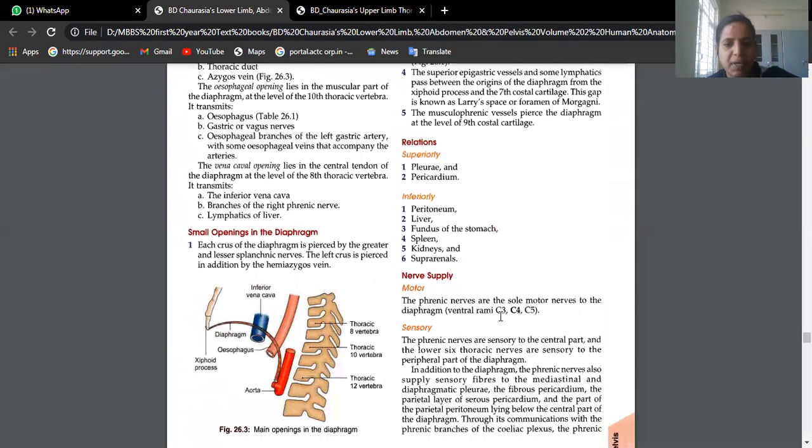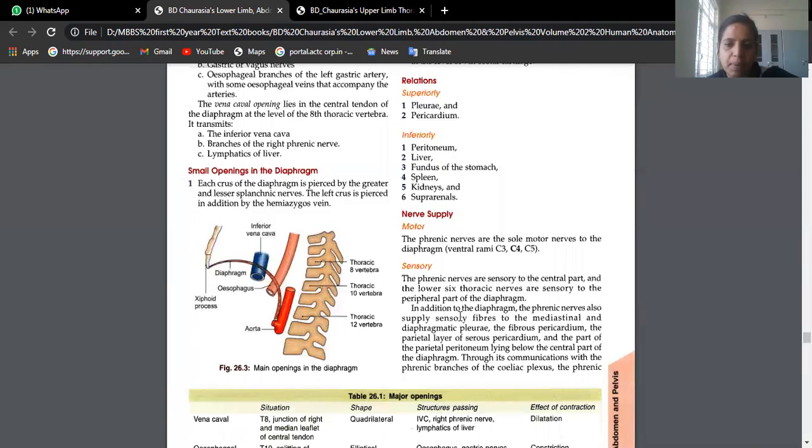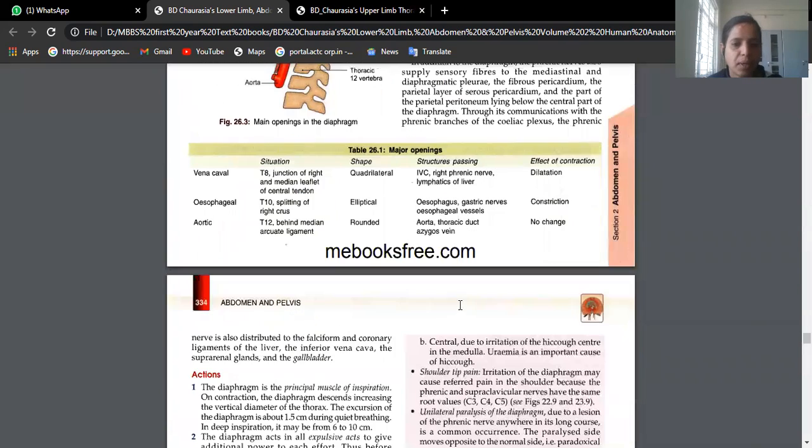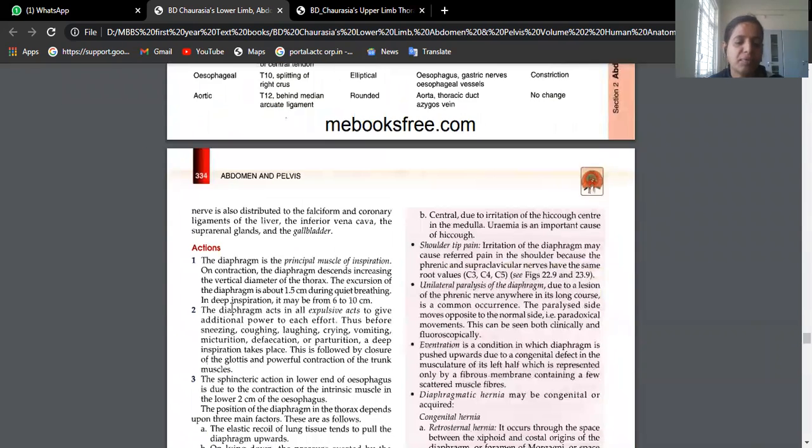Nerve supply is the phrenic nerve. Sensory nerve supply also comes from the phrenic nerve and also from the lower 6 thoracic nerves. Okay. So these are the major openings that you can see. You can also learn this table. What is the chief function of the diaphragm?